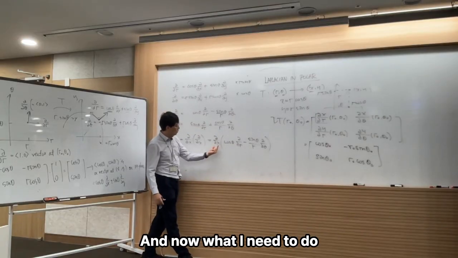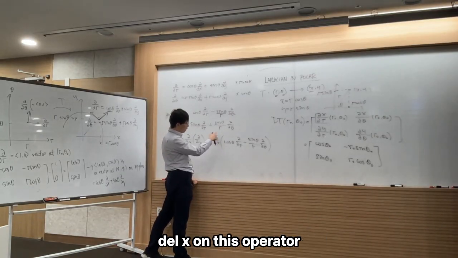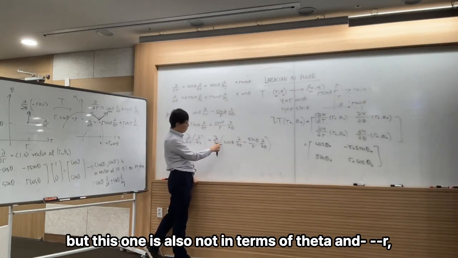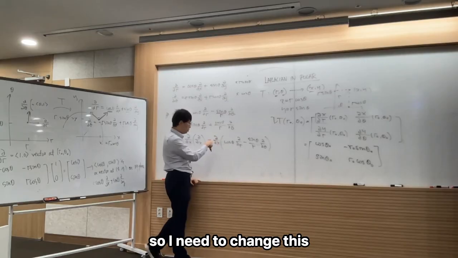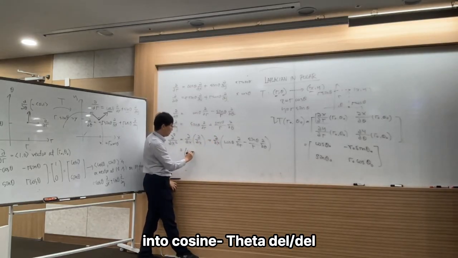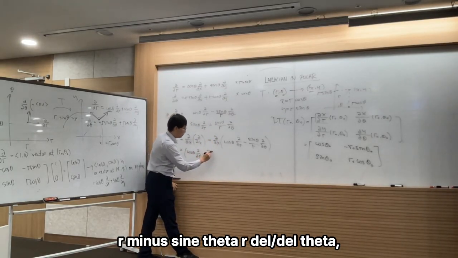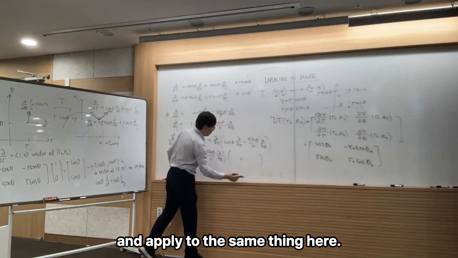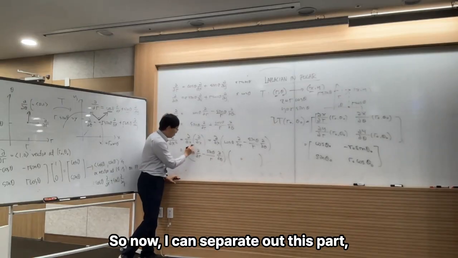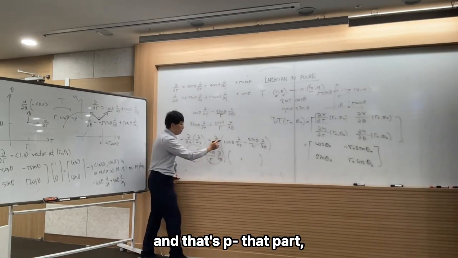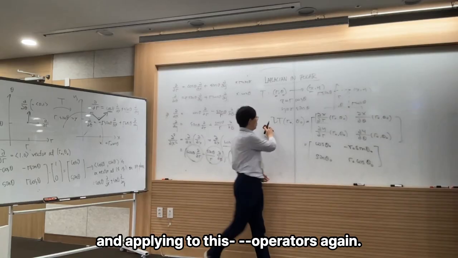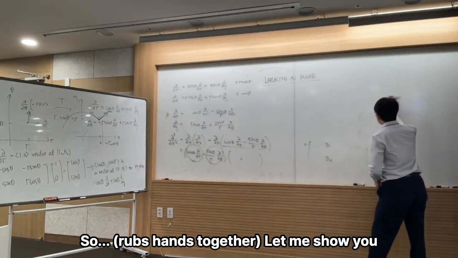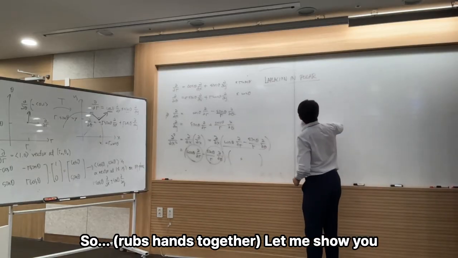And now what I need to do is apply the operator ∂/∂x on this operator and that operator and add them together. But this one is also not in terms of θ and r, so I need to change this into cosine θ ∂/∂r minus sine θ over r ∂/∂θ, and apply it to the same thing here. So now I can separate out this part and that part and apply them to these operators again. Let me show you how to do this.